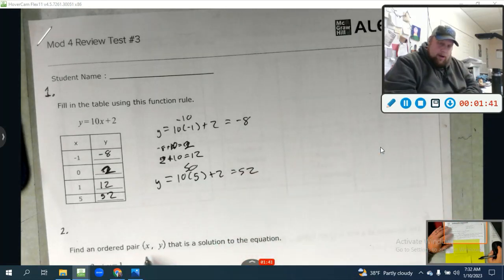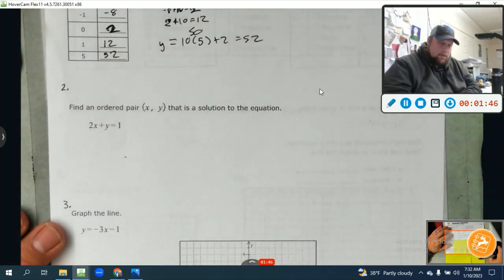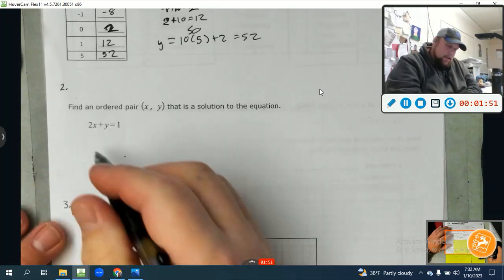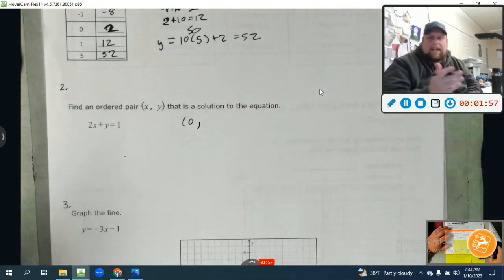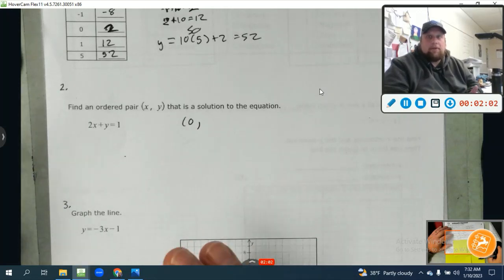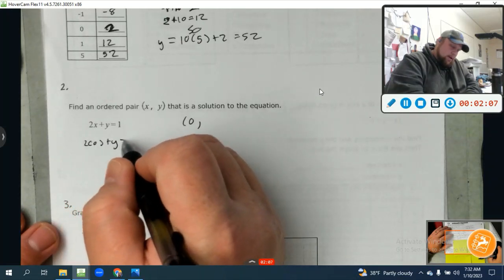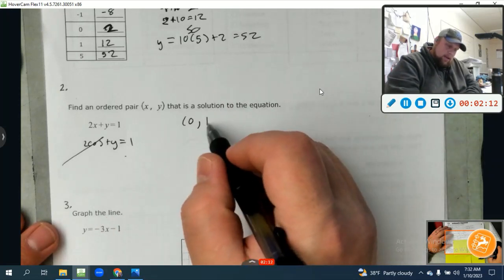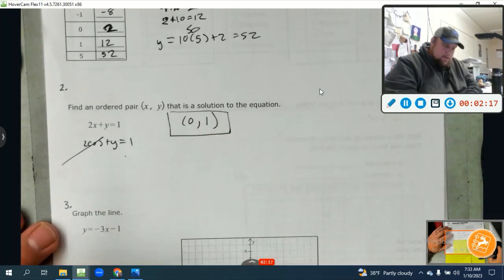Find an ordered pair, x, y, that is a solution to the equation. To find an ordered pair, you just pick any number. Since it's in standard form, let's pick 0 for x. You can pick any number you want, though. You can put 0 for y, 20 for x, a billion for x. I'm just going to pick 0. So then I'm going to have 2 times 0 plus y equals 1. And y equals 1. This is an ordered pair that is a solution to that.